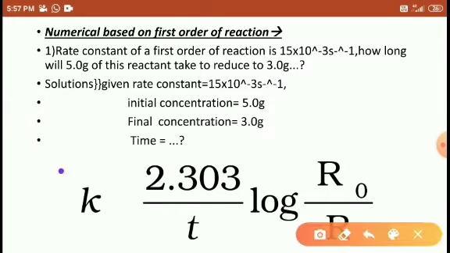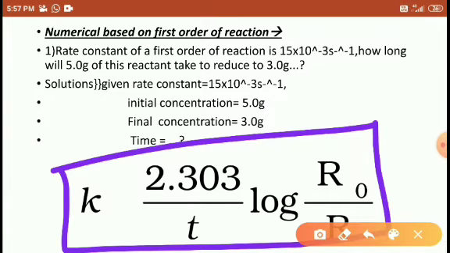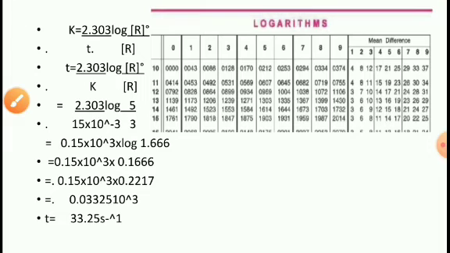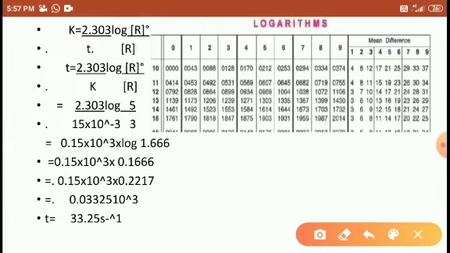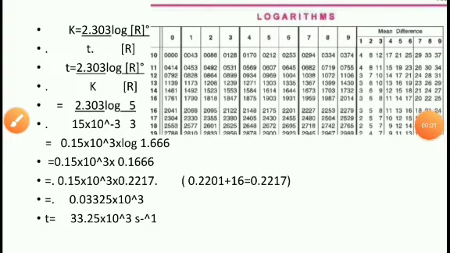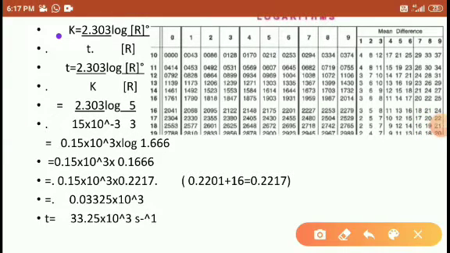The formula of the rate constant is this one, students. Yesterday we discussed this one. So K is equal to 2.303 by t log R naught by R, or we may say initial concentration by final concentration. For the first order reaction, K is equal to 2.303 by t log R naught by R, and interchanging the values, t is equal to 2.303 by K log R naught by R. So K value is 15 into 10 to the power of minus 3, R naught value is 5, R value is 3. When we divide 2.303 by 15, we get this answer. When we divide 5 by 3, we get this answer, right?